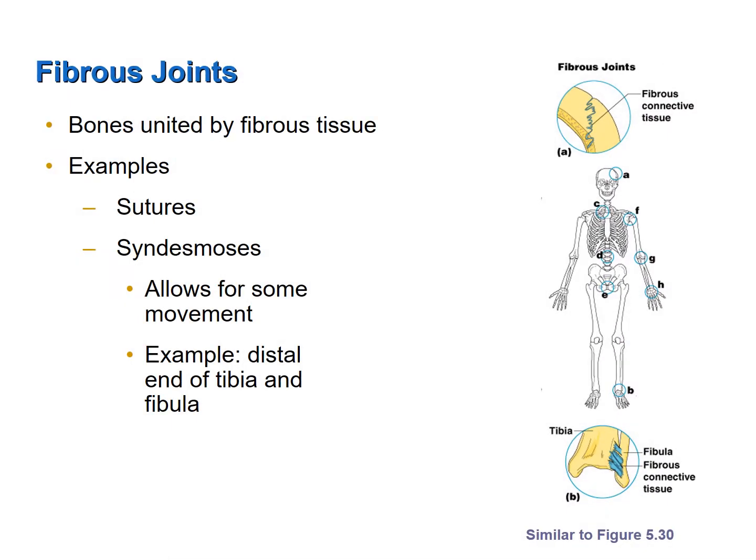At a fibrous joint, bones are united by fibrous tissue. An example of a fibrous joint would be the sutures of the skull. Here, the fibers are so short that they don't allow any movement to occur. Another type of fibrous joint would be a syndesmosis. Here, the fibers of the joint are a little longer, so they do allow for some movement to occur. An example of a syndesmosis would be the joint formed at the distal end of the tibia and fibula of the leg.